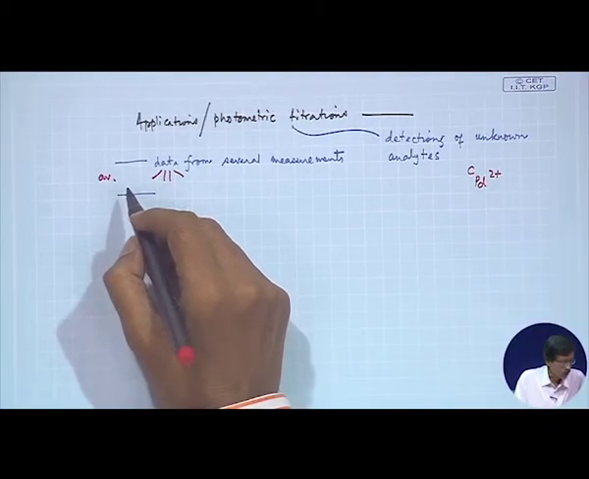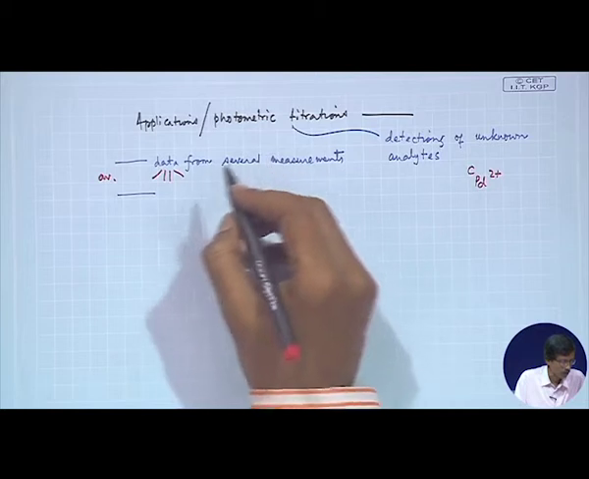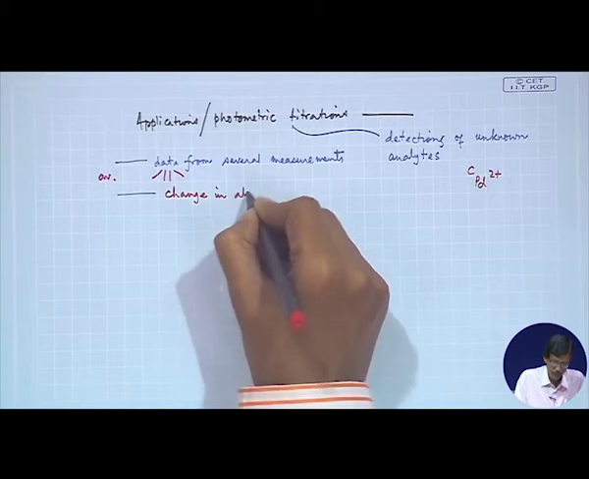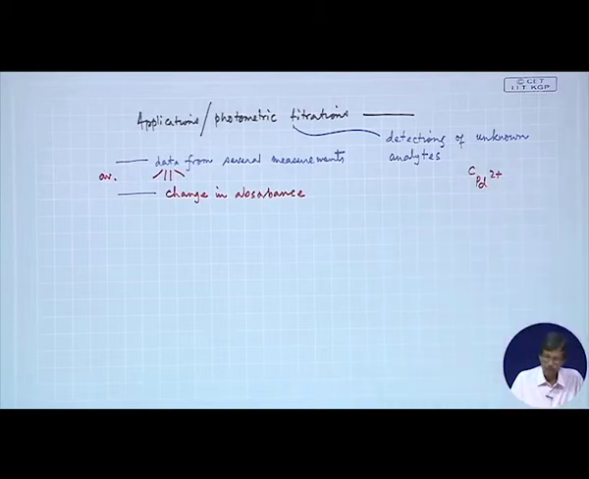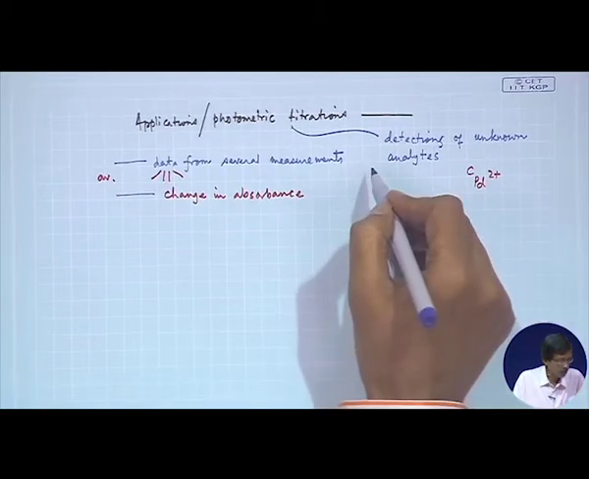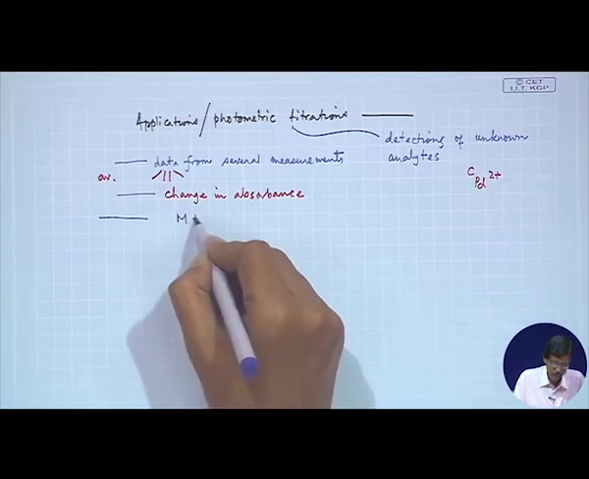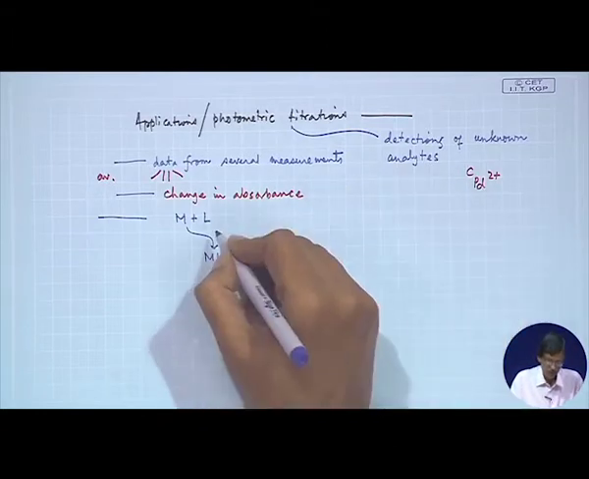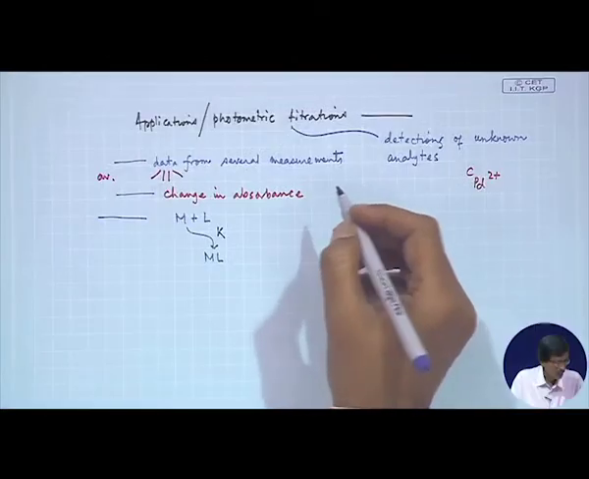So, the change of absorbance is being measured. We are just monitoring the corresponding change in absorbances, and that is why we go for the wavelength scan to get those absorbances. For this particular reaction, M plus L giving rise to the corresponding ML, definitely some K is involved, the formation constant for metal complex formation.